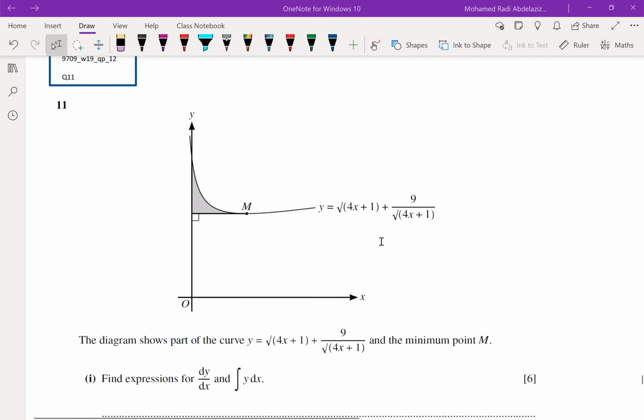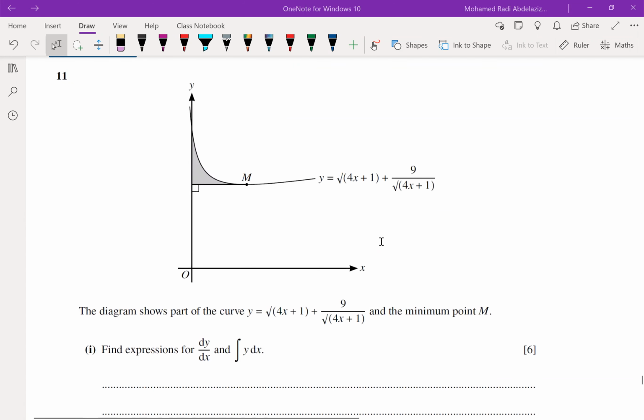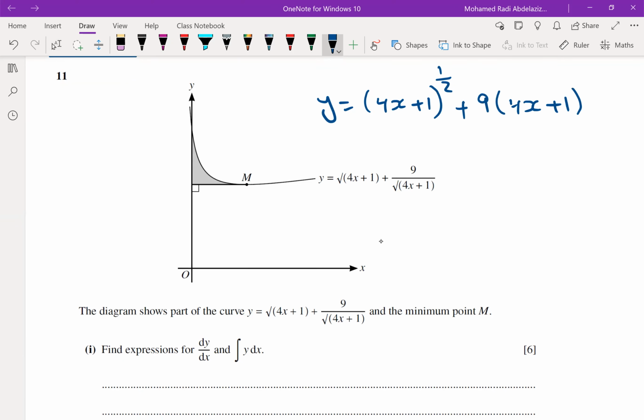By looking at question number 11, there is a part of a curve, a shaded part. It's given the equation of the function y equals root of (4x + 1) plus 9 over root of (4x + 1). You can write it like this: y equals (4x + 1) all to the power of half plus 9 times (4x + 1) all to the power of negative half.